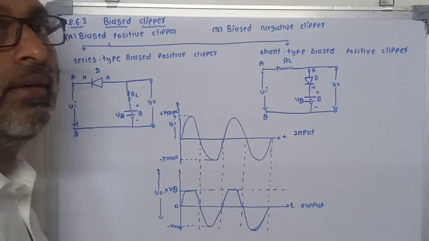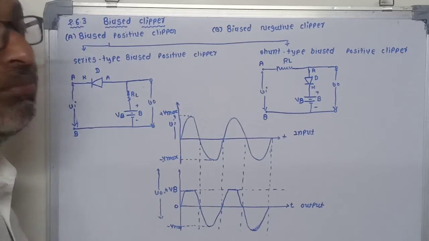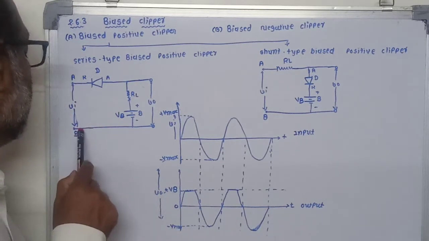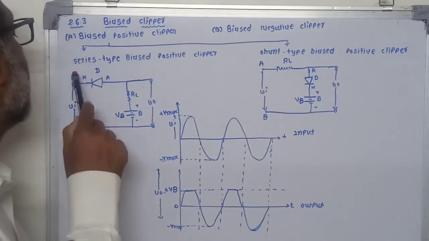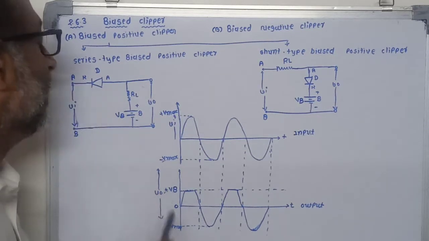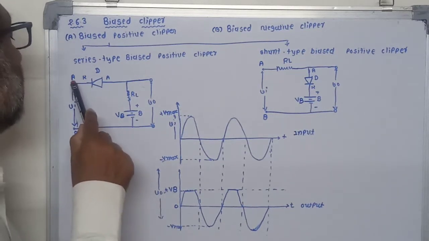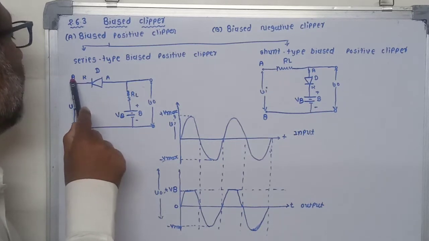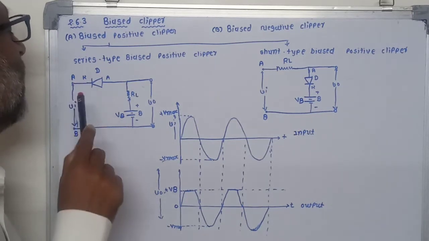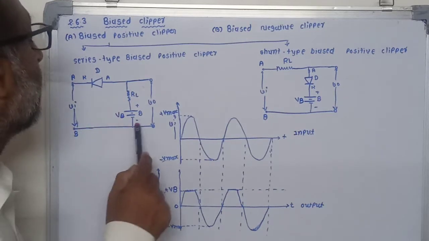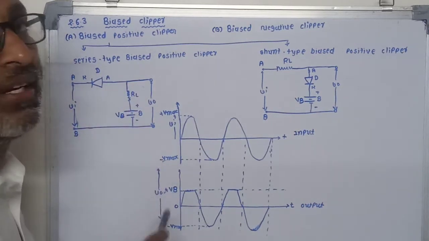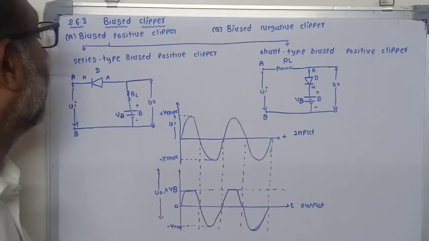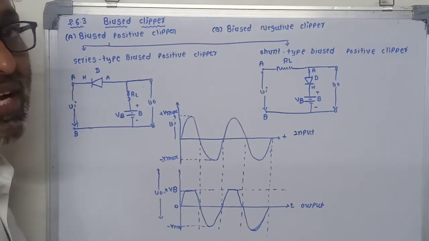Now during the negative half cycle of the input, at that time terminal B is positive and terminal A is negative. So this negative point, A, is connected to the cathode of the diode and B is connected to the anode of the diode. So due to this, in this case the diode is in forward bias condition.